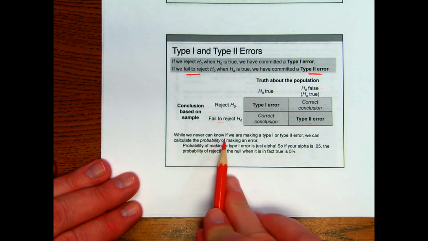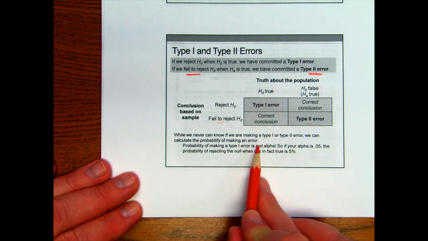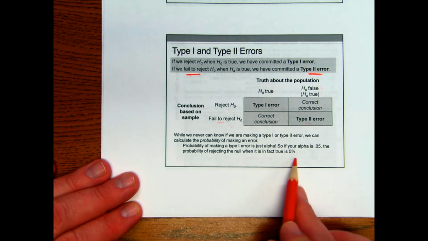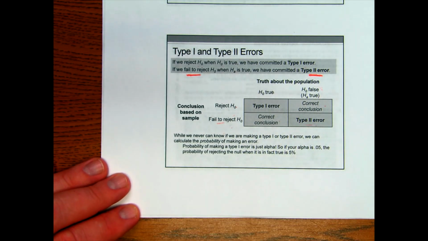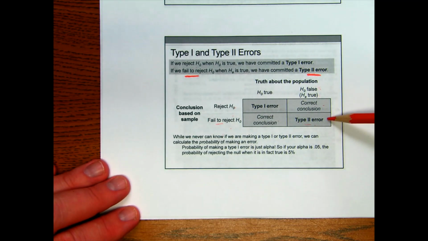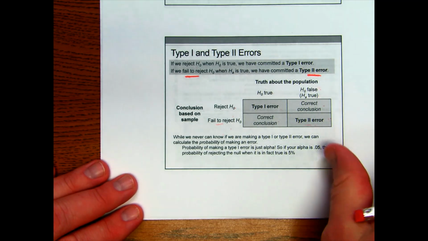Now, while we can never know if we're making a type 1 or a type 2 error, we can calculate the probability of making an error. The probability of making a type 1 error is your alpha level. So if your alpha level is 0.05, the probability of rejecting a null when in fact it is true is 5%. The type 2 error probability is a little bit more complicated, actually a lot more complicated. We're not going to go into that in a whole ton of detail in this class. That goes above and beyond what we need to know for AP purposes, but we are going to address this in more detail in a future lesson.